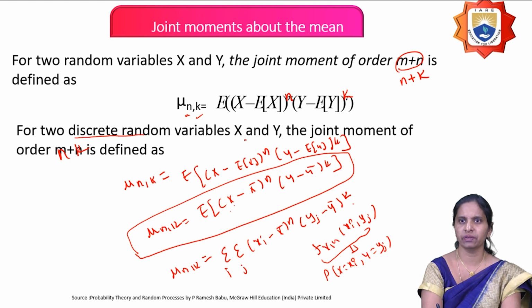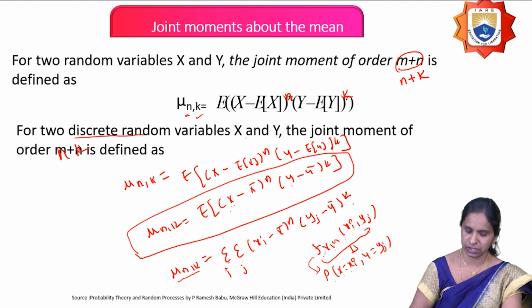Therefore, for two discrete random variables x and y, the joint moments about the mean are given by the summation. For expectation of discrete random variables, we calculate the sum; for continuous random variables, we take the integration. Since we have two random variables x and y, I am taking the double summation. So sigma i, sigma j, xi minus x bar power n into yj minus y bar power k into fxy of xi comma yj. This is the probability mass function, which for discrete random variables is P of x equals xi and y equals yj.